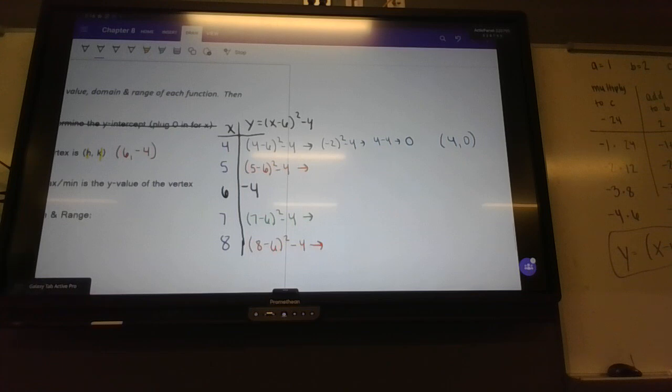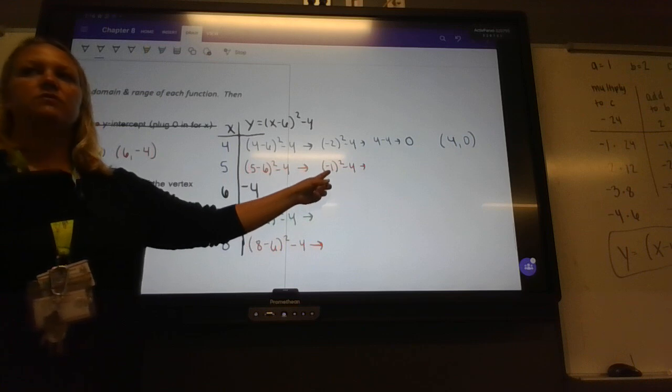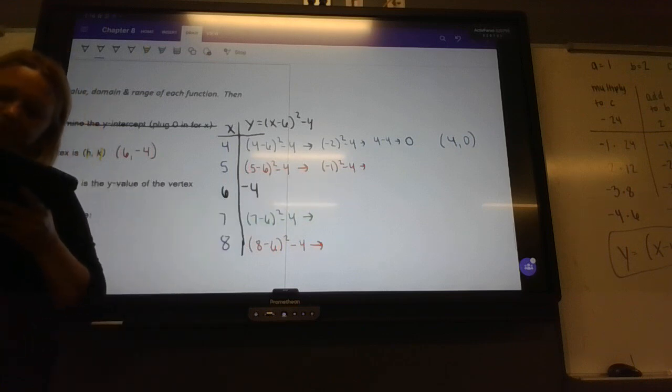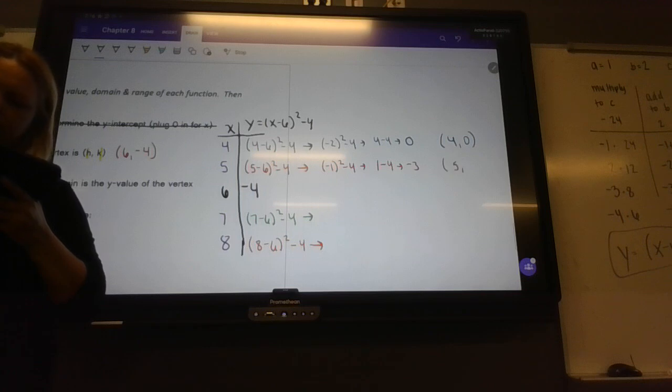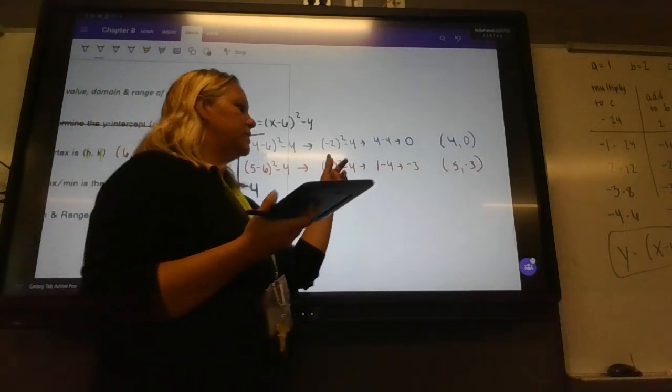Now 5. What'd you guys get? 5 minus 6 is negative 1. Negative 1 times negative 1 goes positive. So it's negative 3. Pretty close. 5, negative 3. Kaylee, what'd you get? Were you using that calculator, Abby? Just make sure you put parentheses around the negative.